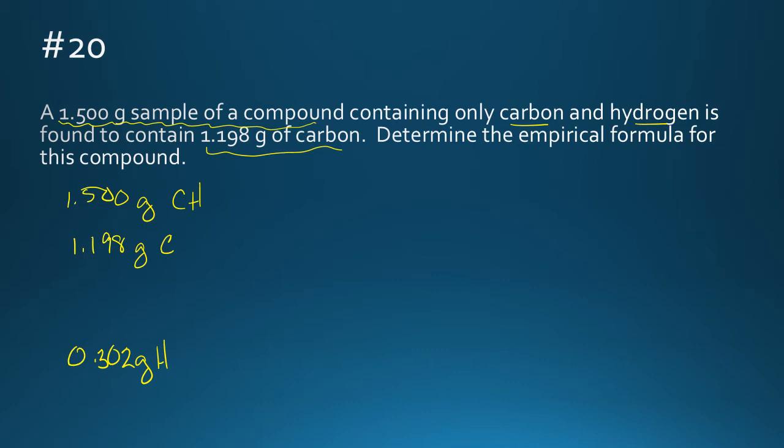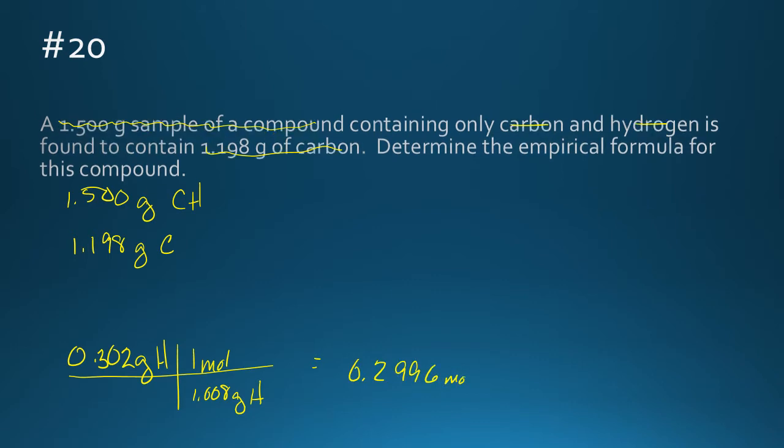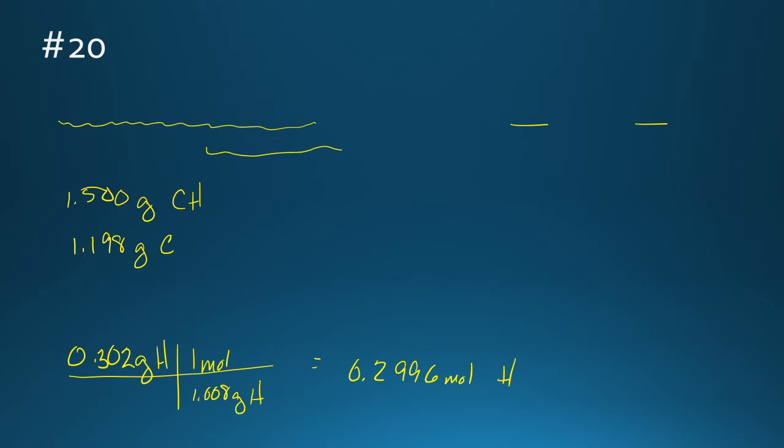So what did the first step say to do? Find the moles of each one. So I'm going to take this number and divide it by 1.008. All right, so we have to convert that to moles. 1.008 grams of hydrogen is 1 mole of hydrogen, which gives 0.2996. And it's a good idea to take these out to as many decimal places as possible. It'll make your life so much easier.